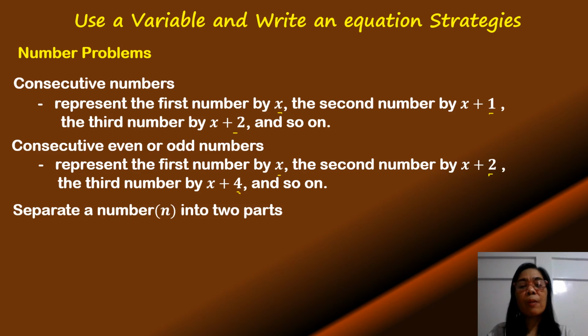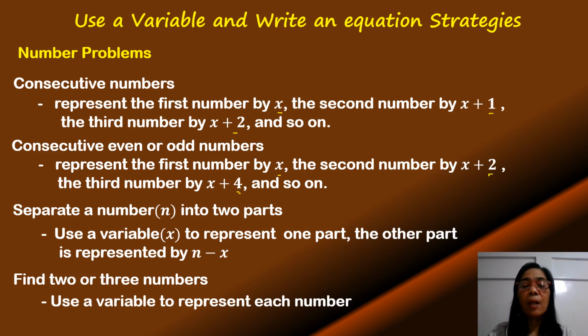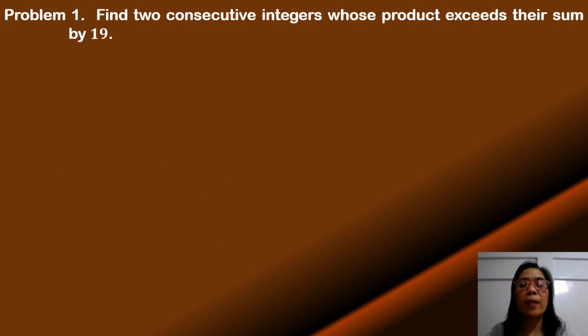Number problems also involve separating a number, say n, into 2 or 3 parts. What you're going to do is represent the first part by x, and the other will be represented by n minus x. A number problem could also involve finding 2 or 3 numbers. So what you're going to do is let a variable represent each number. Let us solve this problem. Find two consecutive integers whose product exceeds their sum by 19.